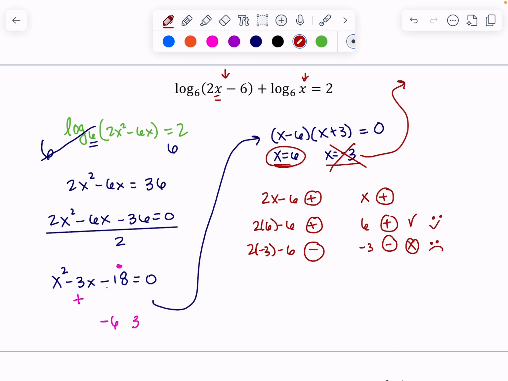We call values that do not work extraneous solutions. So values that we solve for that do not work are called extraneous solutions. On any type of assessment, our final answer here is just x equals 6. So this is something a lot of people get confused on. They want to include this, but because it does not work, it is not in a solution. Our final answer here is only x equals 6.